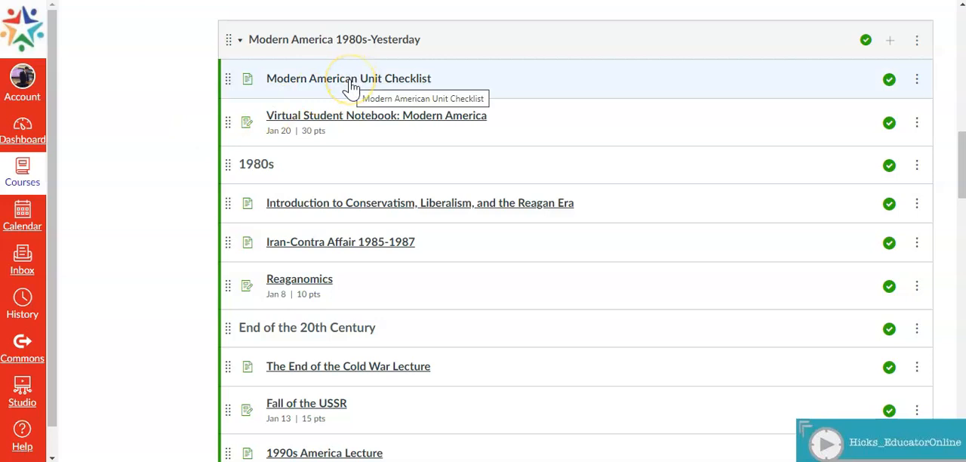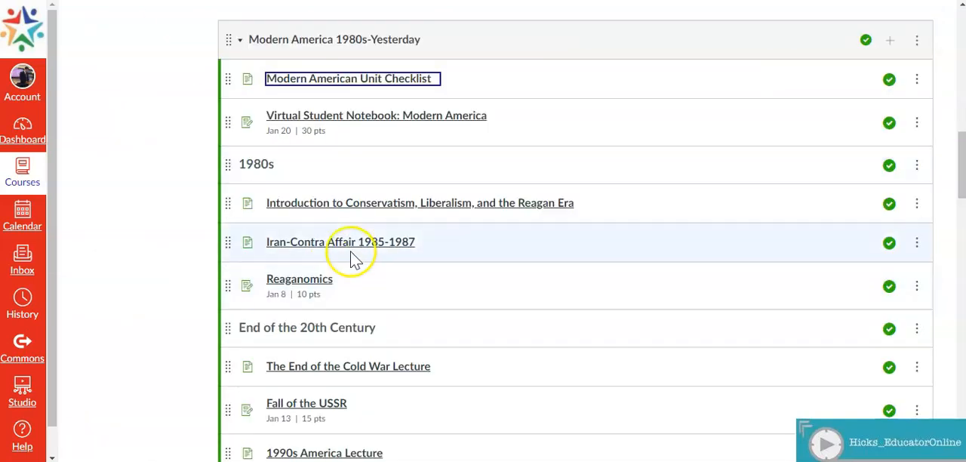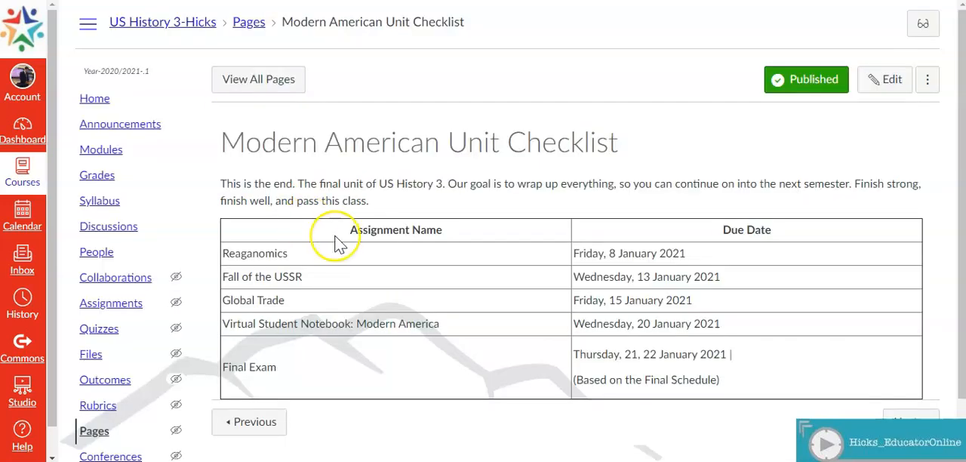Going into the Modern America unit checklist, let's dive in there. So we have several activities. We'll be doing a number of things in class that aren't assignments per se. Like, for example, we will take a day where we look at the Iran-Contra affair, but there isn't an assignment associated with the Iran-Contra affair. We will just be getting information on it and learning about it. Our formal assignments are as follows.